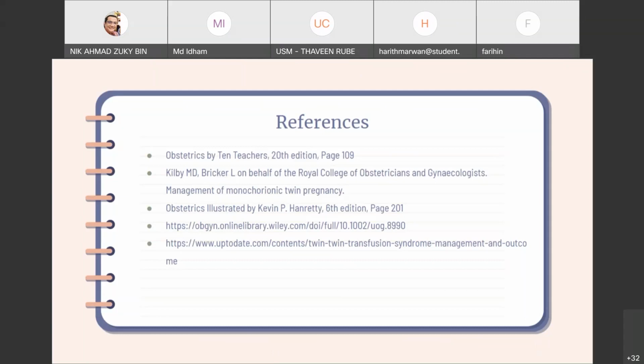If you fail to do the version externally and you decide to do internal podalic version, then do it internally with the membrane intact. Once you are able to grab the baby's leg, only then you rupture the membrane. Or you grab the baby's leg, direct it to the introitus, rupture the membrane and deliver with assisted breech delivery.